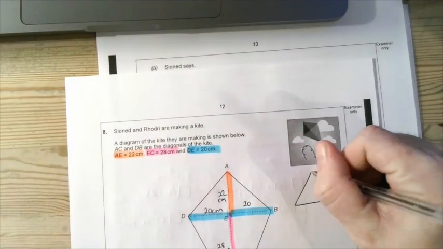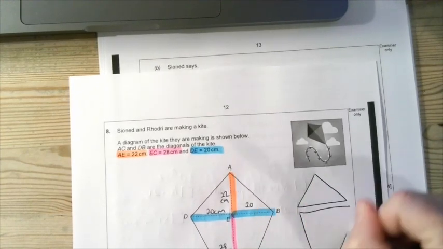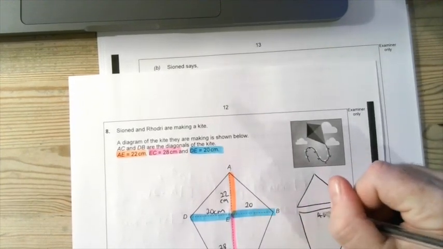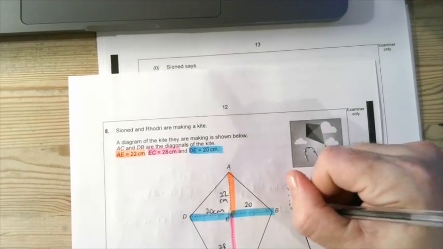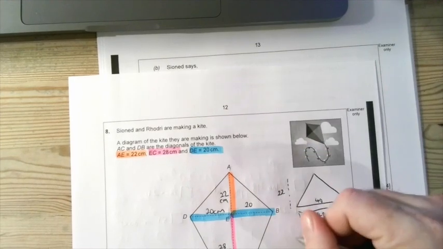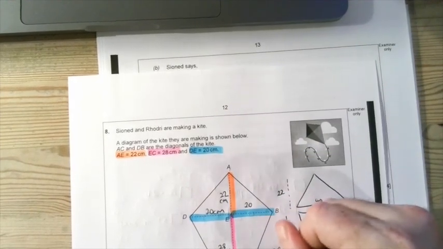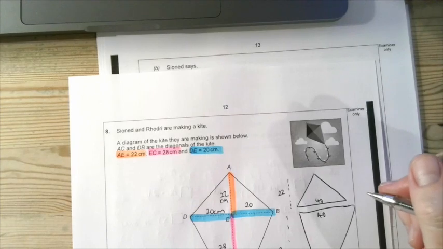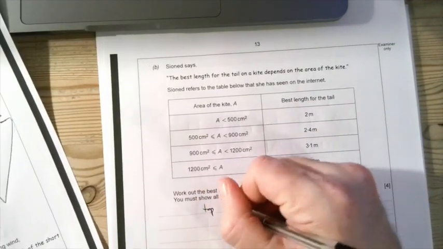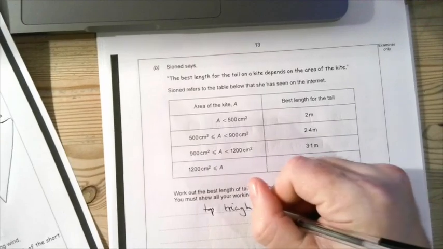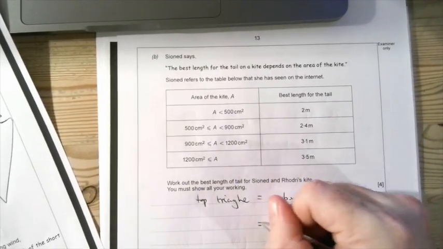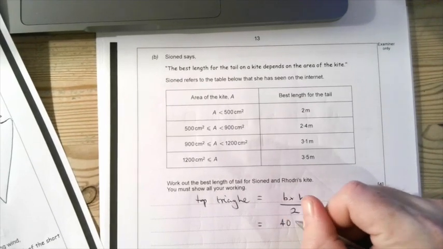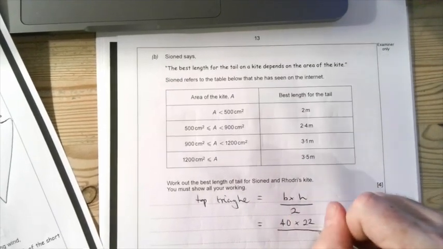Well, if you come back to your kite here, you've got a triangle here and a triangle here. Now, you know that's 40 both times, so 40, 40, and then the height is the bit that goes up through the middle, so here is 22, and then here is 28. So we just want to go and work out the area of the two triangles. So I'm going to just say top triangle is equal to base times height divided by 2, okay, or half base times height. So that is 40 times by 22 and then divided by 2.